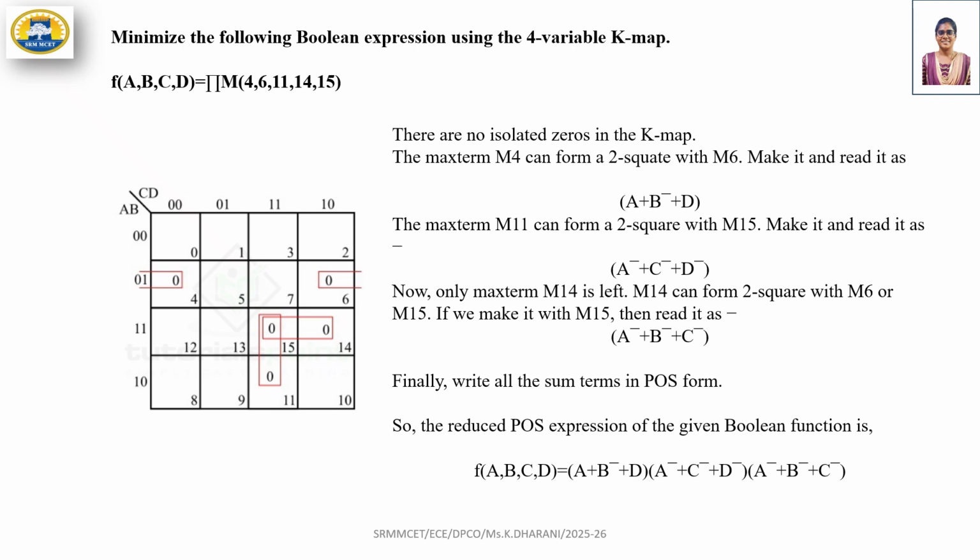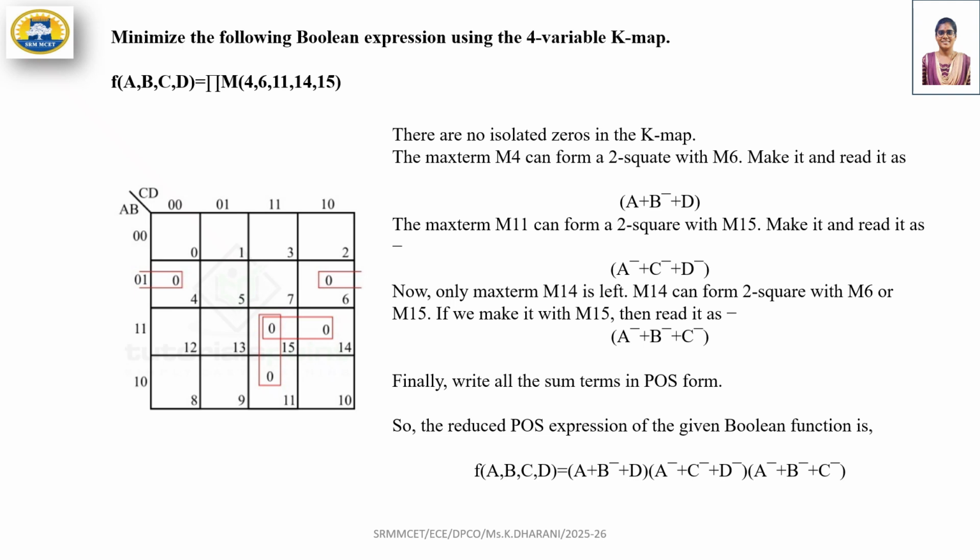And another group is going to form here. What? 15 and 14. Yeah. We are going to write it. See, the max term m4 can form a 2 square with m6. Yeah. Here m4 can form a group 2 square with m6. That I have mentioned as a plus b bar plus b. Okay. Then the max term of m11 can form a square with m15.